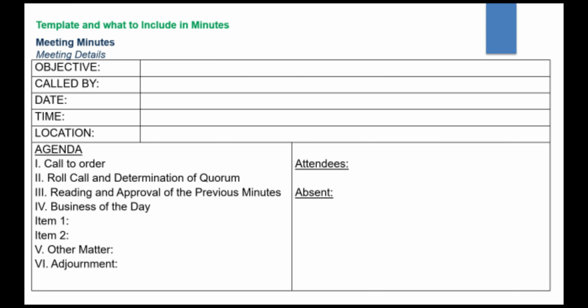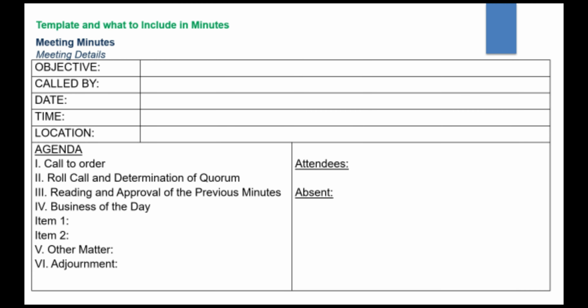Take a look at this template and what to include in minutes. We have here the objective, the called by, the date, time, and location, and the agenda. The objective is stated and decided by the chairman, and usually the objective of the meeting is the purpose of the meeting, why it is being called.